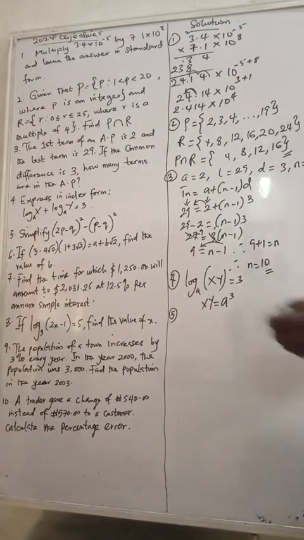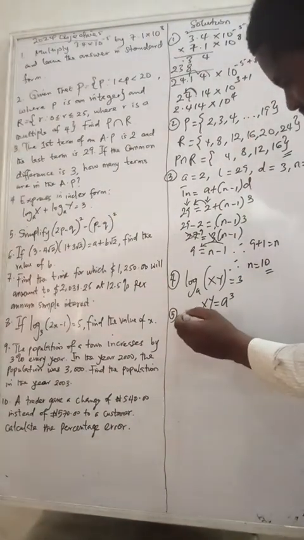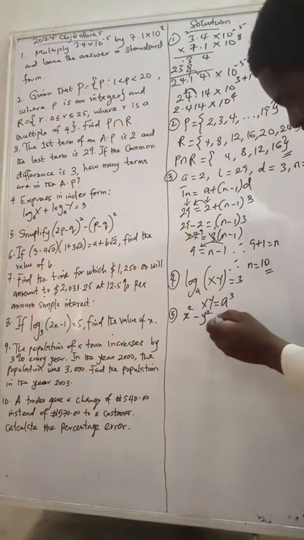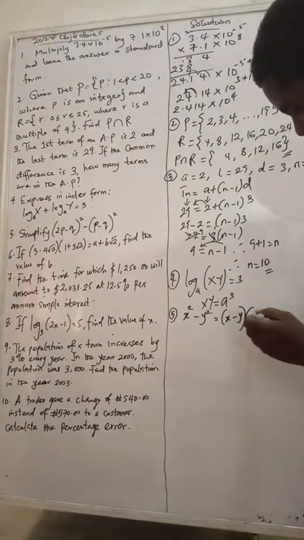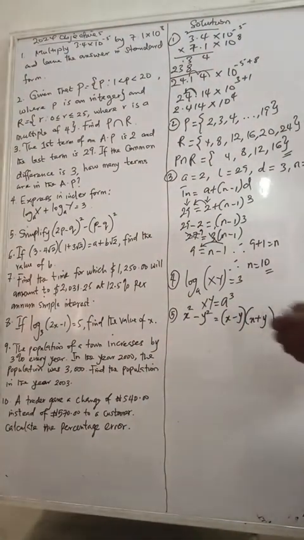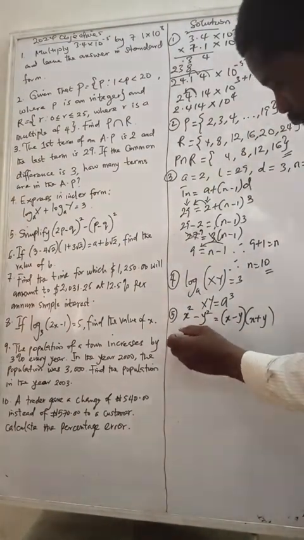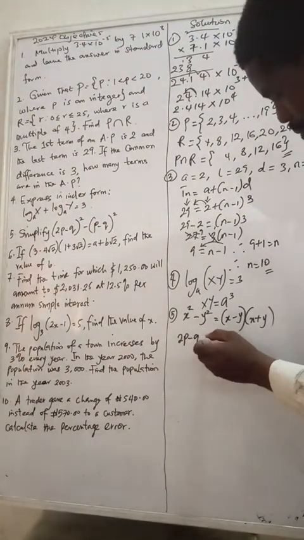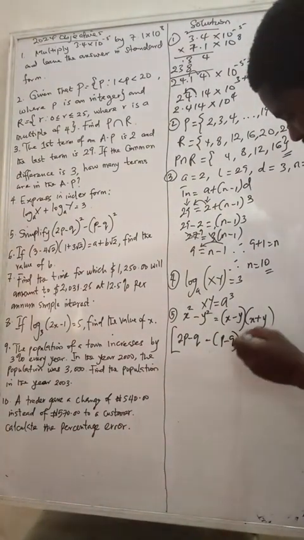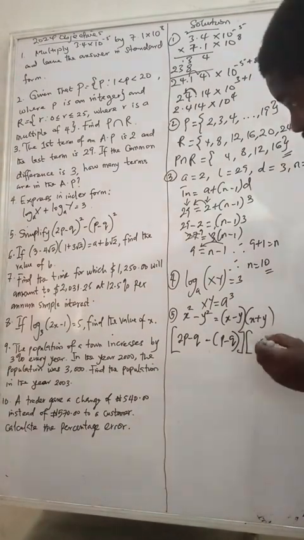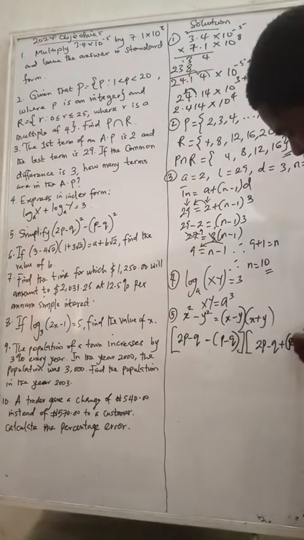Number 5, we are asked to simplify this. This is a difference of two squares. It's like having x squared minus y squared. And if you factorize this, you pick what you have under the square, x minus y times x plus y. So if you use the same knowledge to solve this question, we have what you have under the square, 2p minus q minus p minus q. Then we open another bracket, 2p minus q plus p minus q.